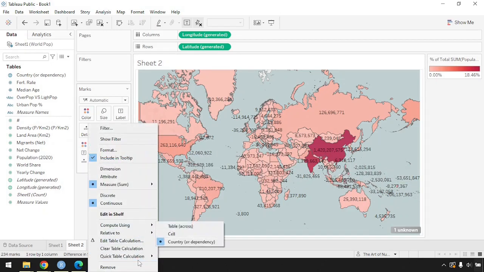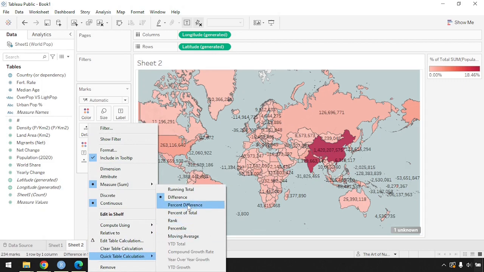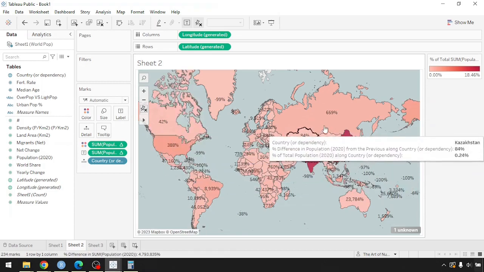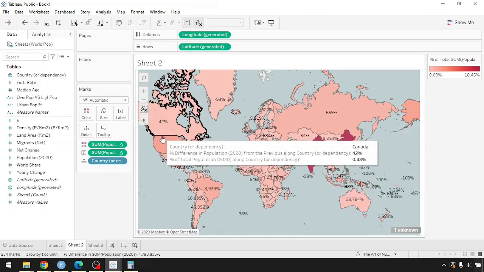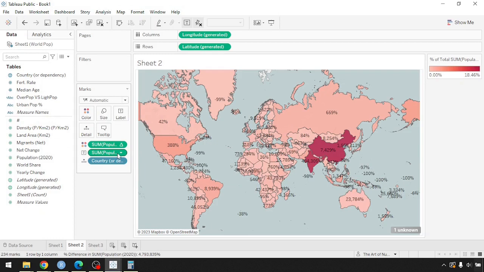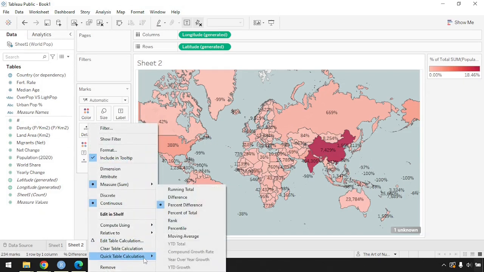The next one is the percentage difference. Same thing with percentage difference. We see these percentage differences for each of these countries, but we don't know what our source data point is. What is the point that we are calculating the difference from? The next one is the percentage total. The percentage of total, rank, and percentile are the only three feasible calculations that I believe can be embedded on a map visualization in particular.